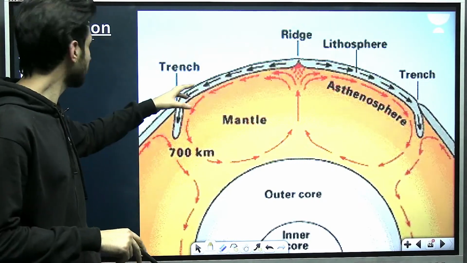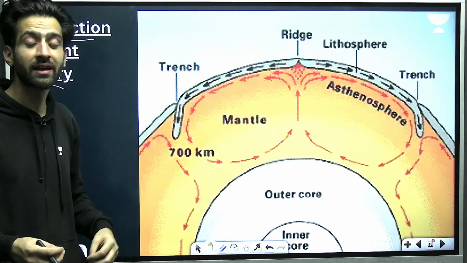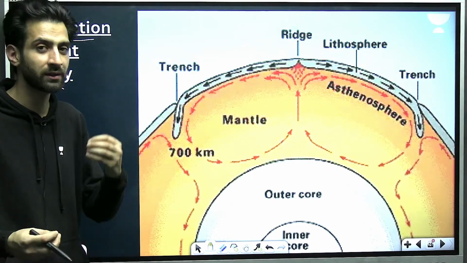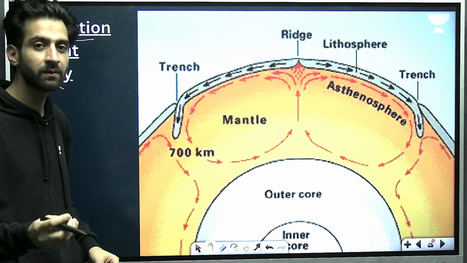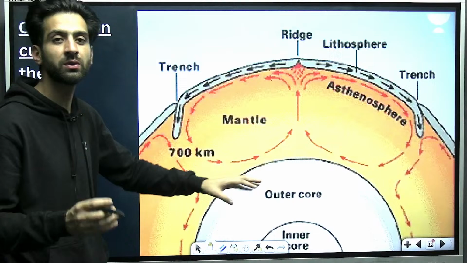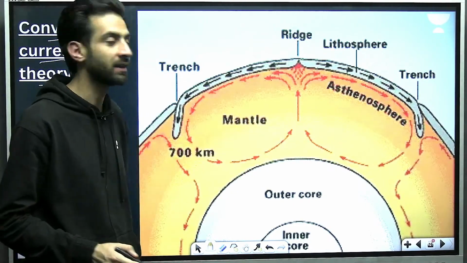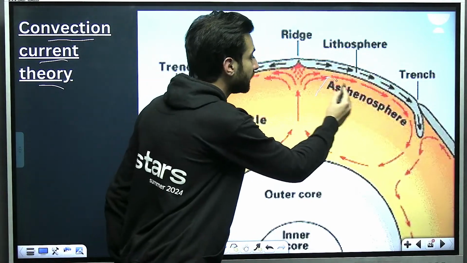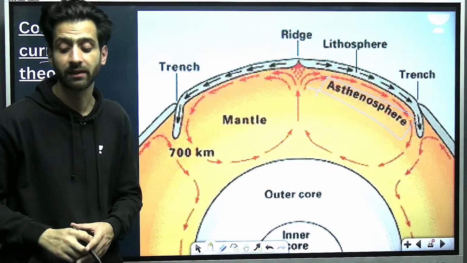Okay, so let's go to convection current theory. This theory has helped us to understand how the continents have moved over the years or over the past history. In this, if you have the idea of the interior of the earth, then this is going to be very easy. In the interior of the earth, we learned about the asthenosphere. It is a semi-solid layer that is present inside the earth in the upper part of the mantle. Clear?